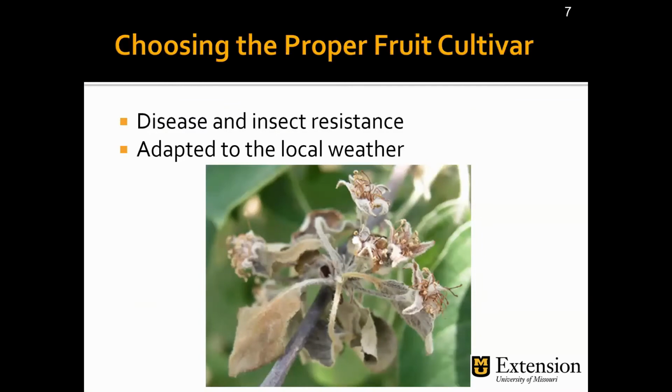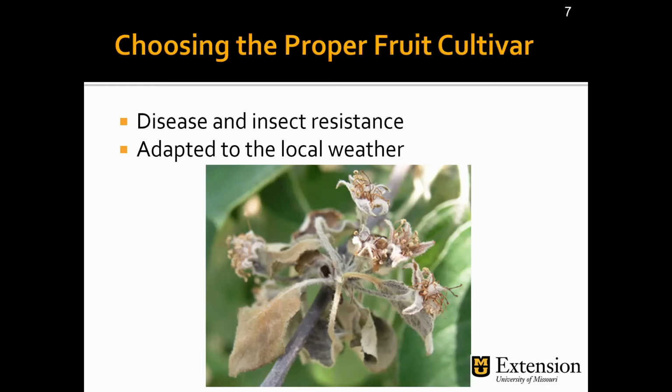You have to make sure that you're choosing the right cultivar or the right variety. Some varieties have been bred so that they have innate resistance to diseases and insects. But also, some varieties are adapted to the local weather. Back in the day, you were limited to varieties that were bred in their native environments. But now research has caught up, and they have developed varieties that are adapted to our local weather.